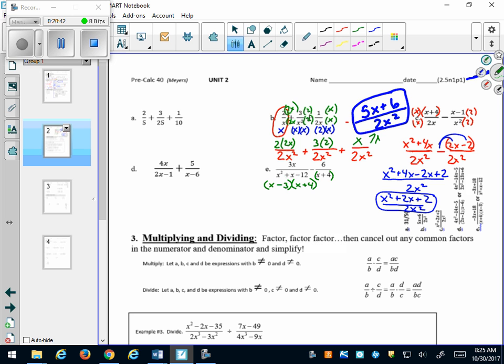So remember what you're going to do here. You're going to think to yourself, what do I have to multiply this denominator by to get whatever common denominator we come up with? So the common denominator here, this has an x minus 3 and an x plus 4, and this is just an x plus 4. We have to get the least common multiple of this. Well, that's going to turn out to just be x minus 3, x plus 4.